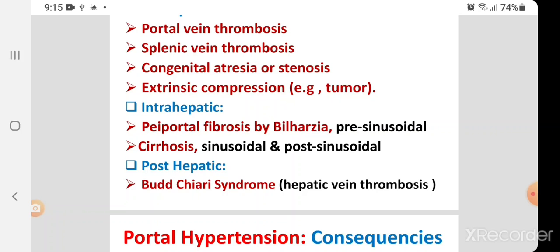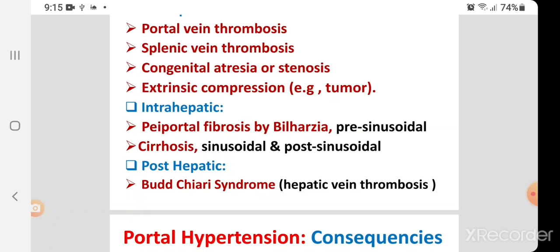Cirrhosis also causes portal hypertension, but it is not a major cause in Sudan. It is caused by alcohol and viral hepatitis. And this is the commonest cause in Western countries, in Europe and North America. Alcohol is the first cause, and the second cause is viral hepatitis.